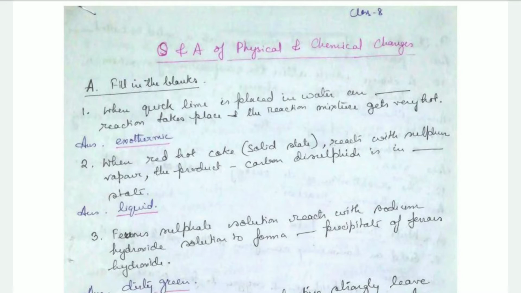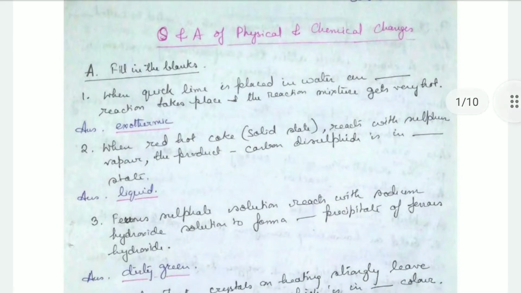Okay. So when quicklime is placed in water, an exothermic reaction takes place. It's a fill in the blanks. So the blank will be exothermic reaction taking place, and the reaction mixture gets very hot. When red hot coke, which is in solid state, reacts with sulfur vapor, the product carbon disulfide is in the liquid state. The blank will be liquid.